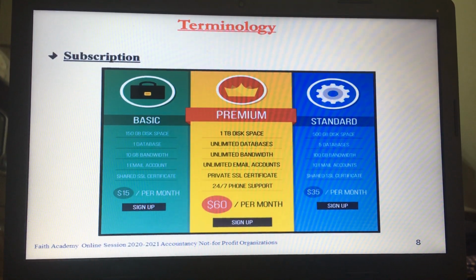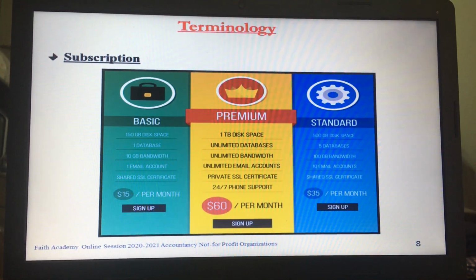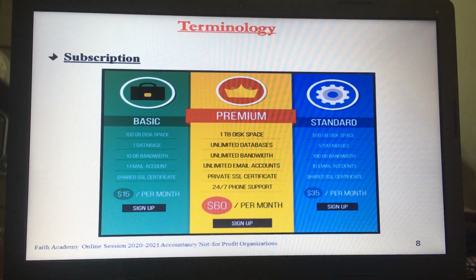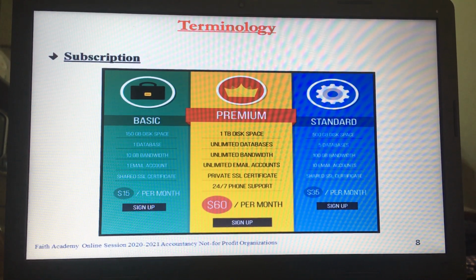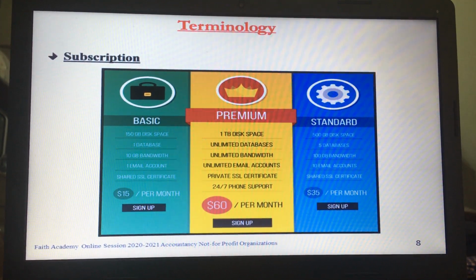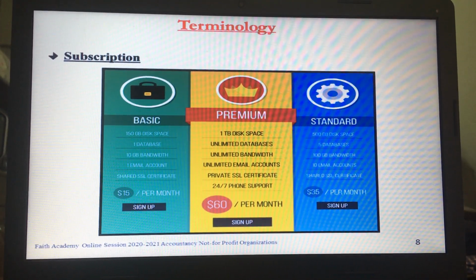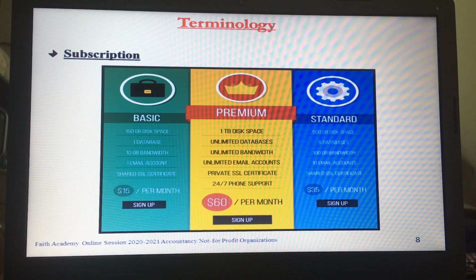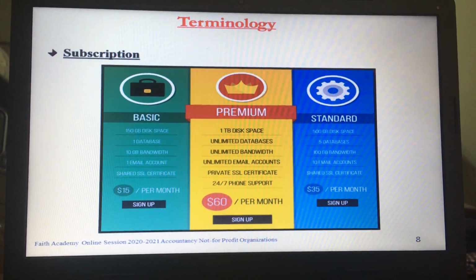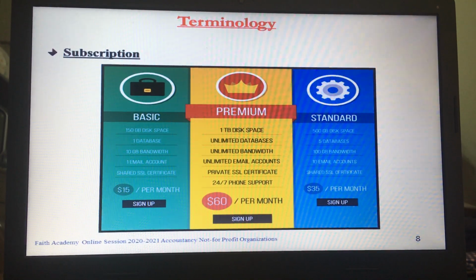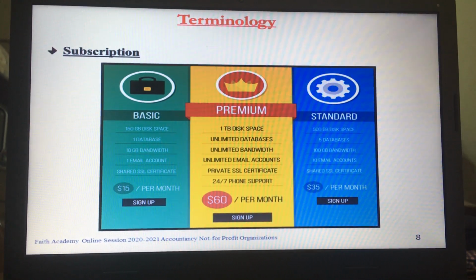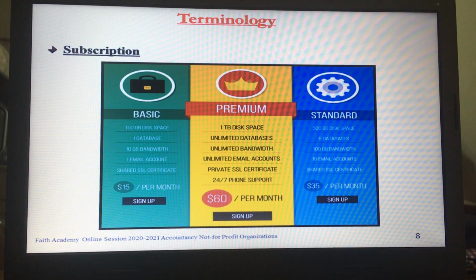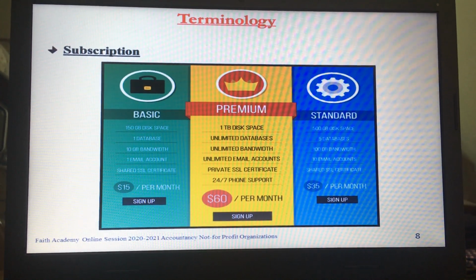We'll talk about a very important term called subscription, and I'm sure you have heard of this term. As we can see in the image that is shown here, if you go for a basic subscription, premium subscription, standard subscription, gold subscription, platinum subscription, silver subscription, these are some names that the organizations come up with for the amount and the type of facilities that are included.